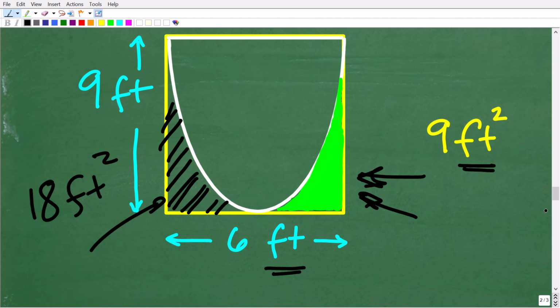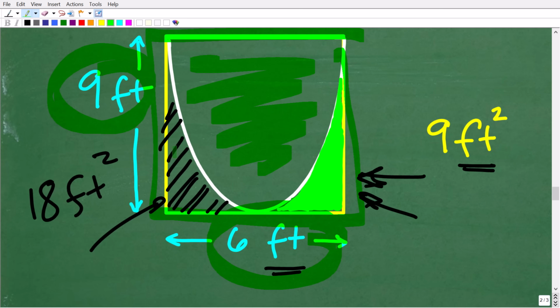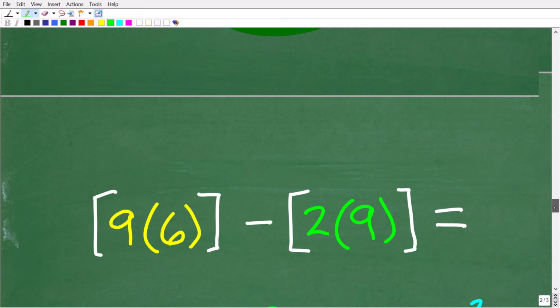All right, so remember what we're going to do here to calculate the area of our cross section. This right here is to find the area of the rectangle, which is 9 feet times 6 feet. And then we're going to get that area of this entire rectangle and subtract away these parts right here. And once we do that, we'll have the area of our cross section. Okay, so let's go ahead and continue forward here.